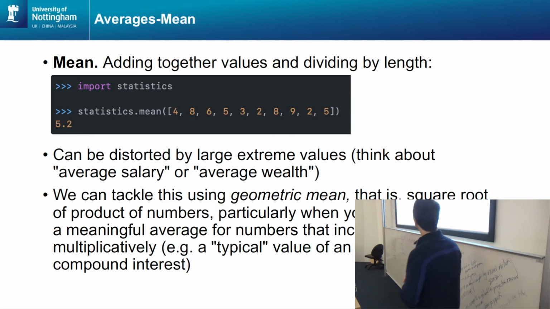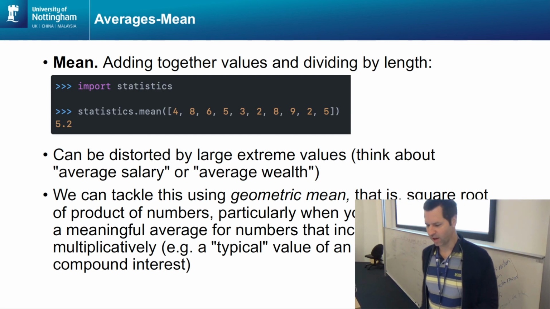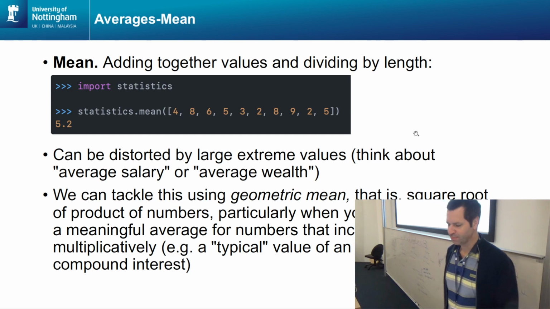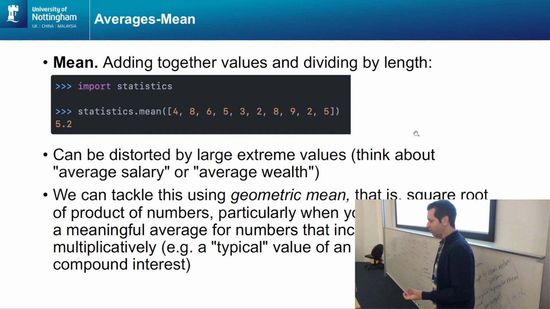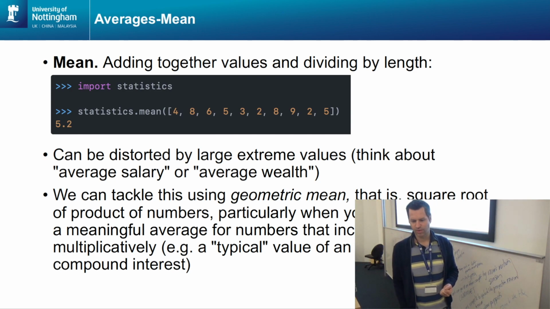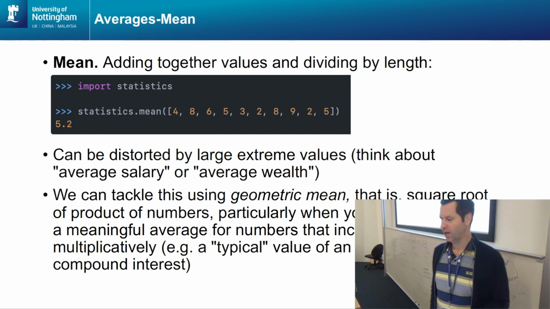So one of the ways of computing the average is the mean, right? Adding together the values and dividing by the length. I think this is something that everybody's familiar with. This is computing the mean in Python. So adding the values together and dividing by the length. This is just one way of computing an average. And averages are very, very useful, very, very common.